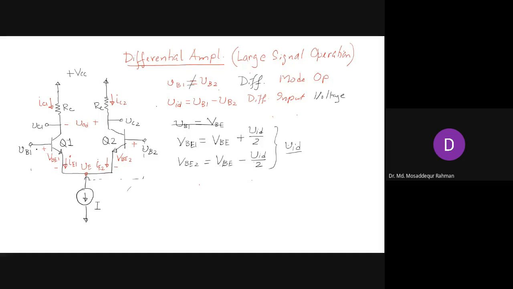So we have a slightly higher forward bias voltage for Q1, and a slightly lower forward bias voltage for Q2. Is that clear, guys? Any question?